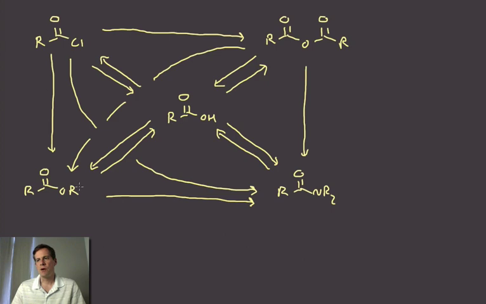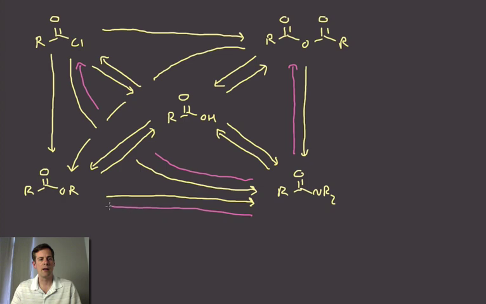Okay, so those are all the things that are possible, but there are some things that are not possible here, and I'm going to do these in the magenta. As we said, we can go from the most reactive to the least reactive, but going from least reactive to most reactive directly doesn't work. So we can't take an amide and go to an anhydride. We can't take an amide and go to an acid chloride, and we can't take an amide and go to an ester, at least not under very nice conditions.